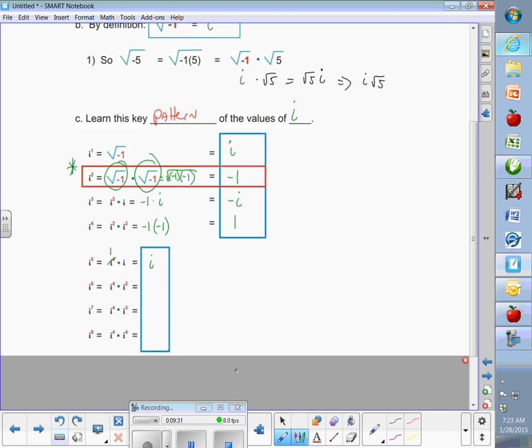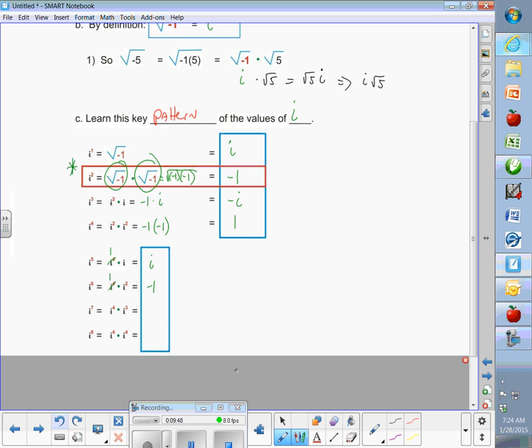I to the sixth. What's an I to the fourth? 1. What's an I squared? Look back at your chart right up above. What's an I squared? A -1. So what's 1 times -1? -1. You getting the idea?